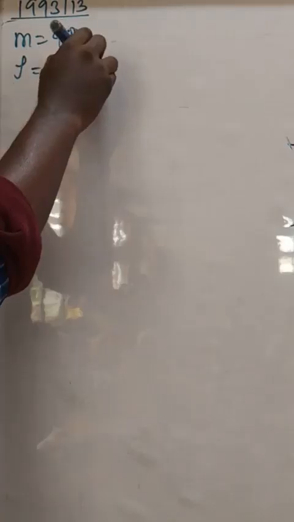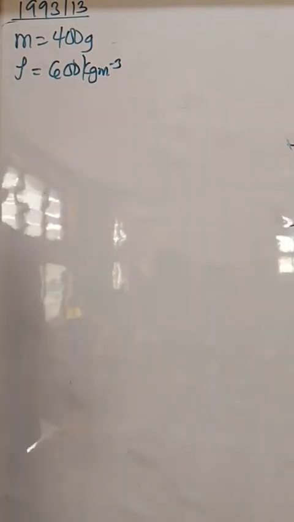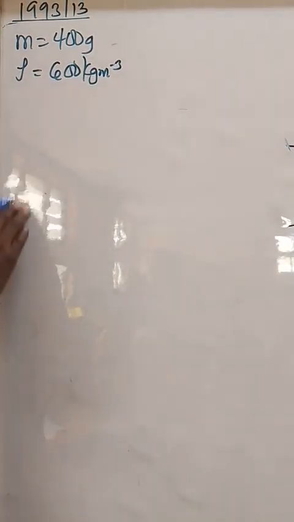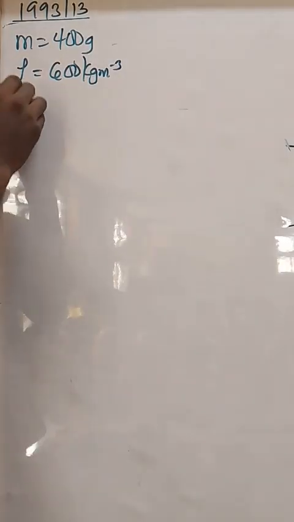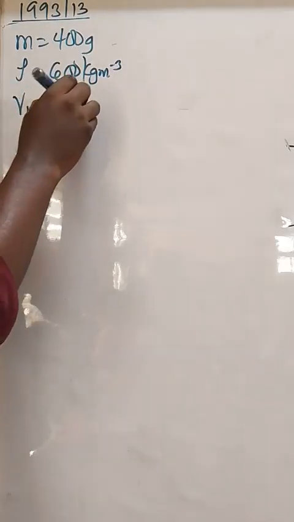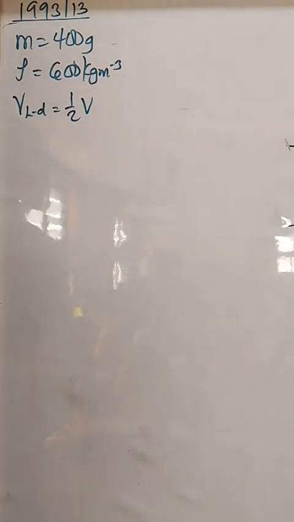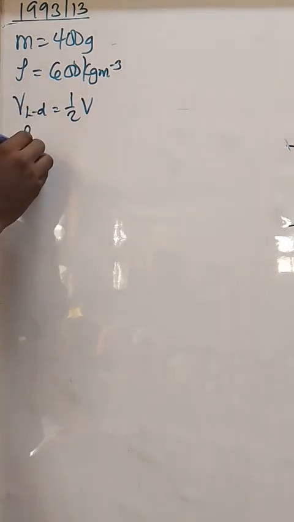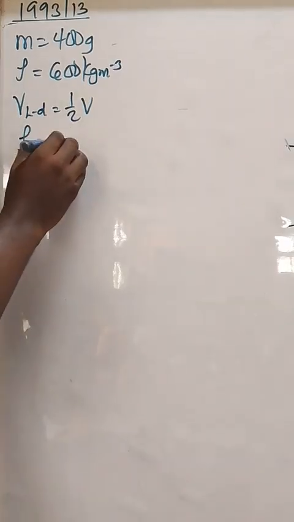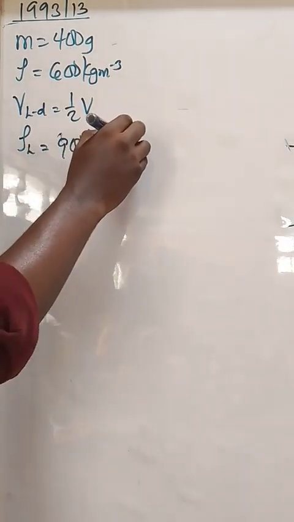Okay, the question: an object of mass 400 grams and density 600 kilograms per meter cube is suspended with a string so that half of it is immersed in paraffin of density 900 kilograms per meter cube. Half of it is immersed, so it means the volume of the liquid displaced is half of the volume of the body. The density of that liquid, which is paraffin, is 900 kg/m³. Find the tension in the string.